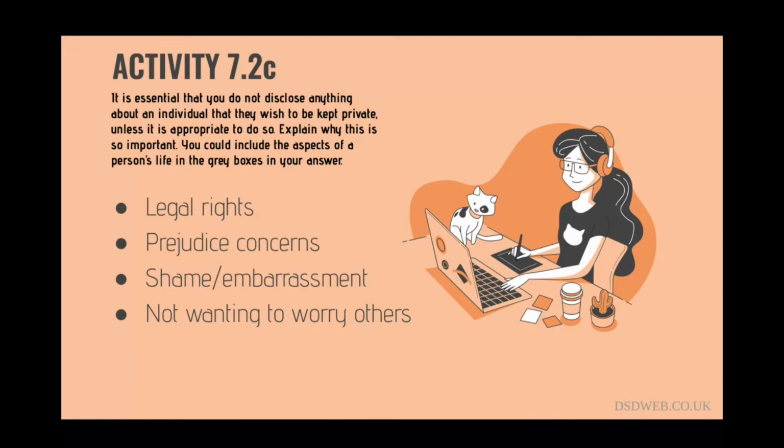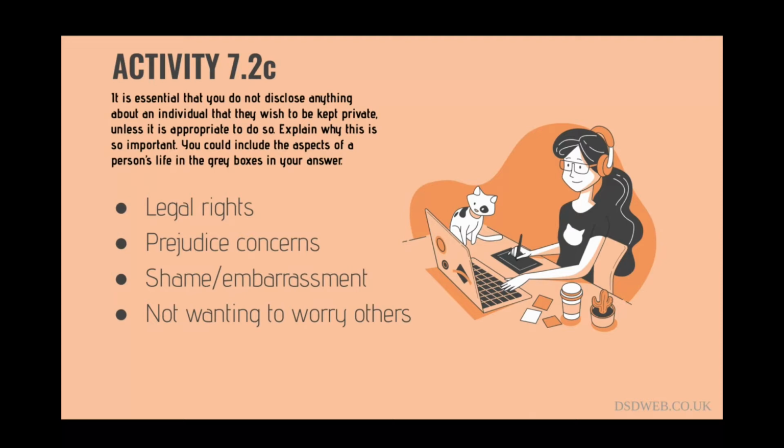Activity 7.2c asks you to explain why you should not disclose anything about an individual that they wish to remain private unless it is appropriate to do so. This is important because individuals may have aspects of their personal history that they feel ashamed or embarrassed about, and so do not want others to know about their background as it may affect present relationships. In addition, they may have characteristics that they feel could make them a target for discrimination.